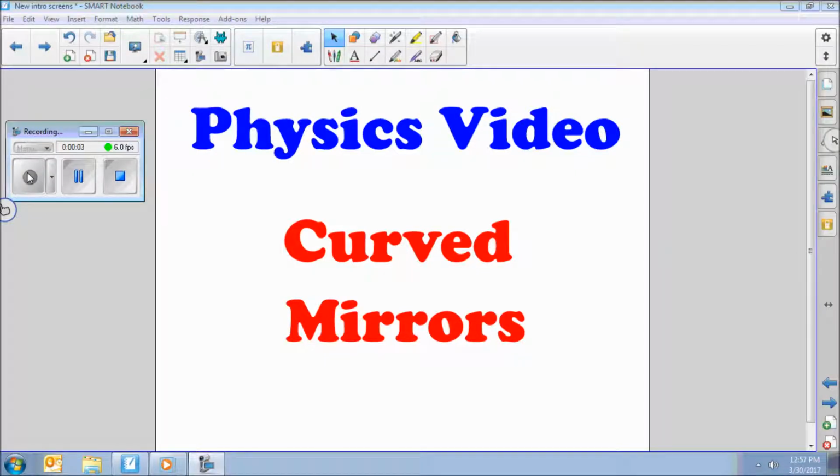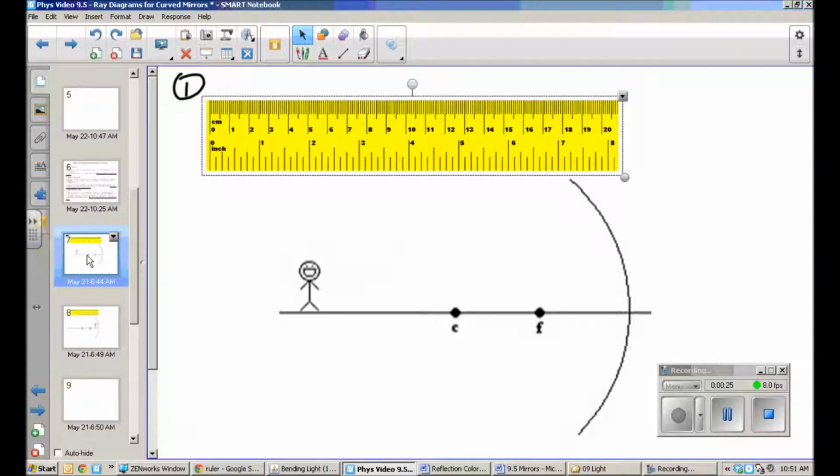All right, so today's video is about curved mirrors. Last time we talked a bit about plane mirrors, where we had to use the law of reflection. But with a plane mirror, it's possible to do that because the mirror is flat, so it's easy to measure angles. Today, we're going to deal with curved mirrors, like this.